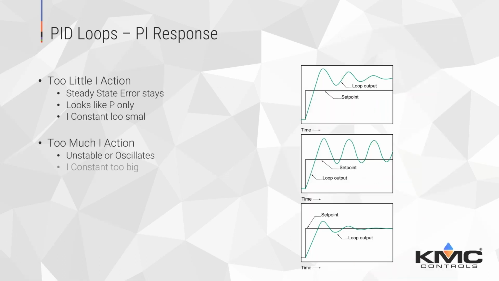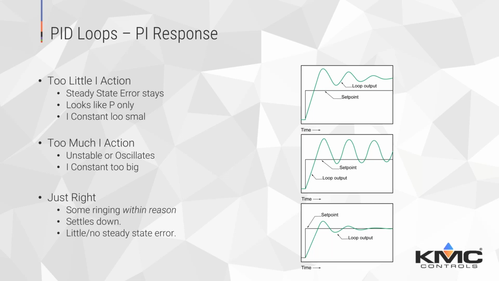Next, let's talk a little bit about integral responses. We're going to assume that we're starting with a properly tuned proportional constant. So again, that top picture is going to show that I have a good proportional term and good proportional action for my system there.